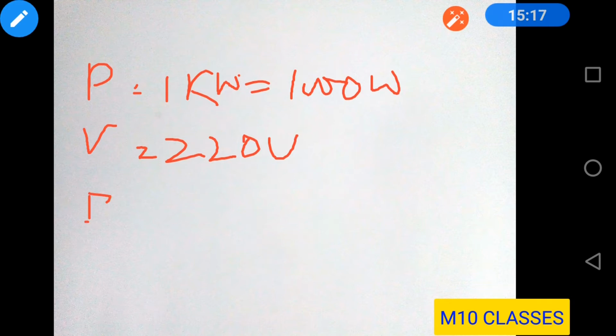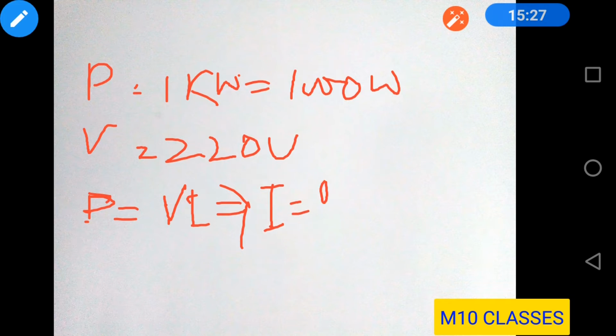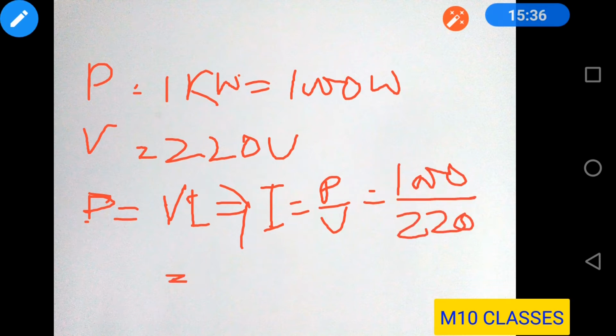Now you know that P = VI, that implies I = P divided by V. Putting in 1000 divided by 220, you'll get approximately 4.54 ampere. Now if you are going to get this 4.54 ampere current, what would be the appropriate fuse for this? You may take a fuse of rating 5 ampere.